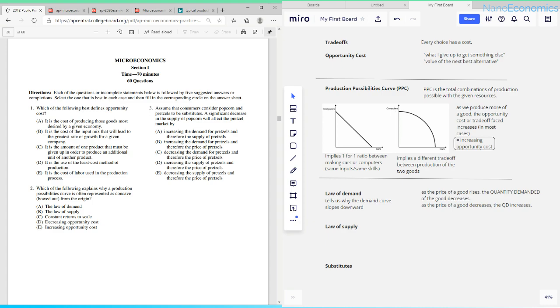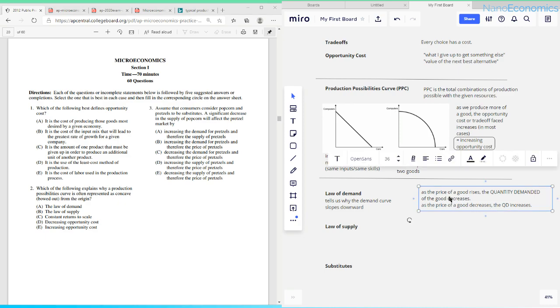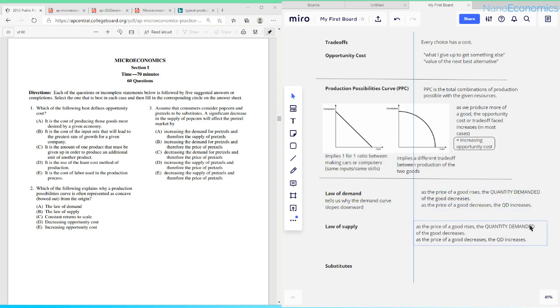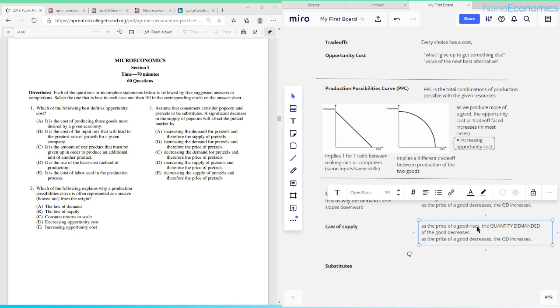And the inverse is true with the law of supply. As the price of the good rises, the quantity supplied increases, and vice versa.